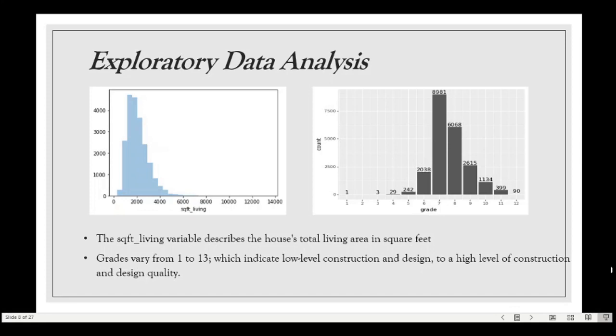On the right-hand side, we have the histogram for the grade variable, as building grade represents the construction quality. From the figure, we see that the grades vary from 1 to 13, where 1 to 3 indicates short of construction and design, and 7 indicates standard level of construction and design, which is the highest in this dataset, with a count of 8,081, and 11 to 13 indicate high level of construction and design quality.